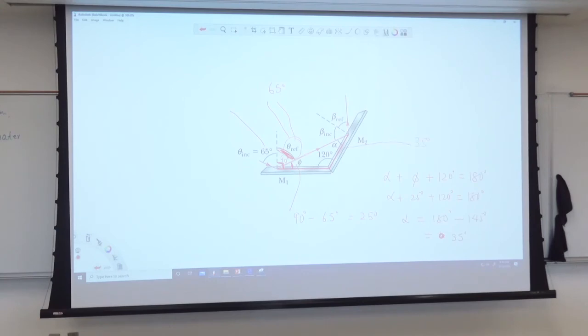And then this is a right angle, so 90 degrees. That means this angle should be 90 minus that angle, alpha, which is 55 degrees. And we know that from the laws of reflection, this angle must be equal to that angle. If this is 55 degrees, then that also must be 55 degrees. Okay, so that's that. So you can do that.